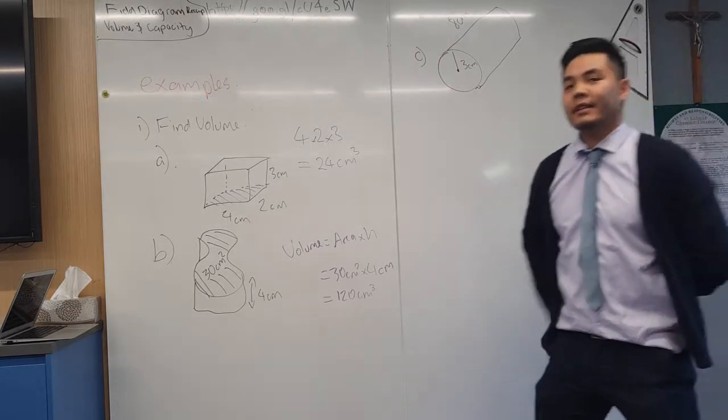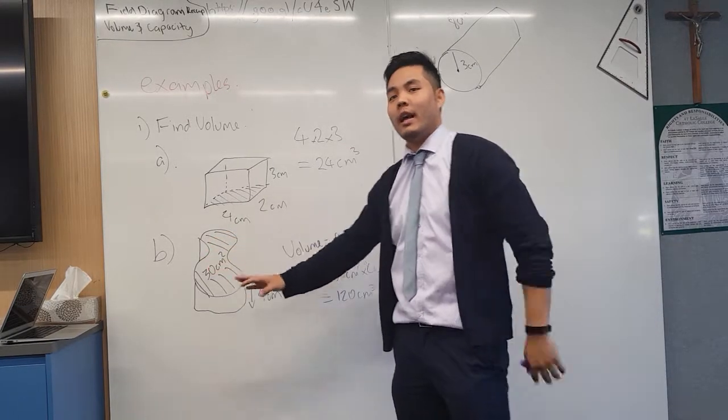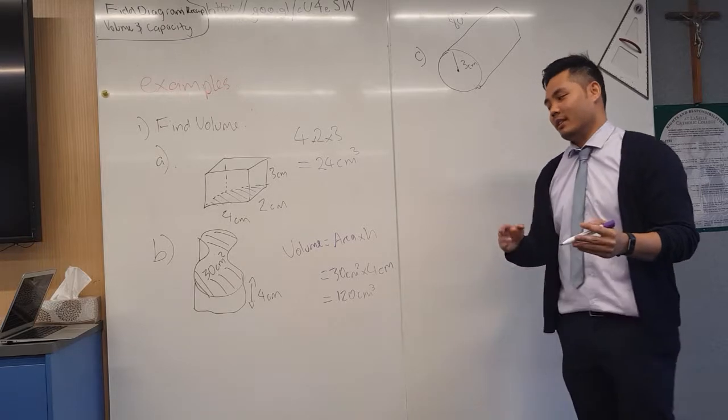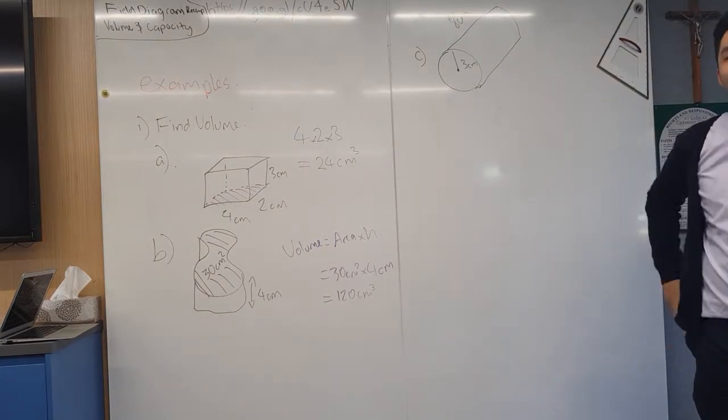Okay, sorry, sir. So guys, the area of the base is 30 centimeters squared, and the height is 4 centimeters. So that's pretty easy. It's just 30 times 4, which gives you 120 centimeters cubed.